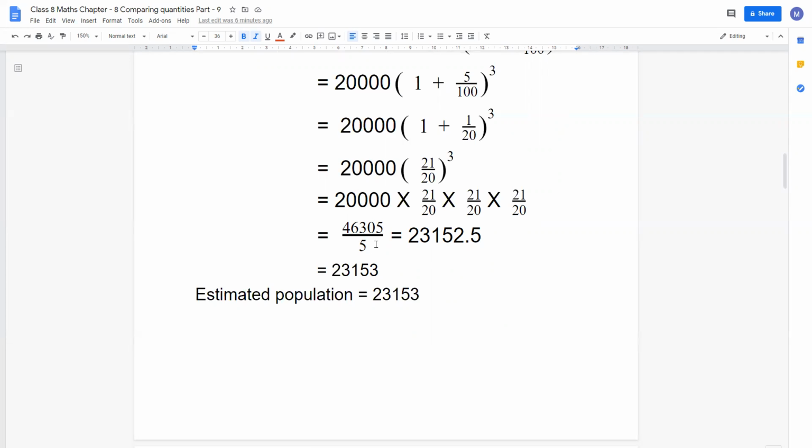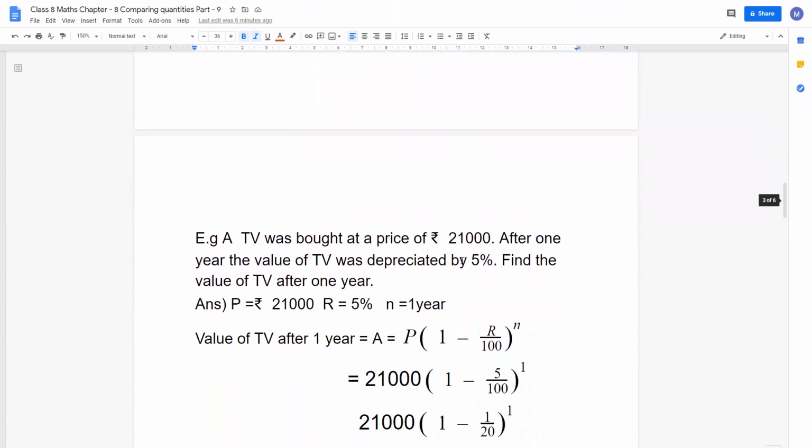So dividing 46,305 by 5 you will get 23,152.5. Now 0.5, we know how to find the approximate value of the decimal. After the decimal, if the digit is 5 or more than 5, we have to add 1 to the previous digit to find the approximate value. So this 2 will become 3. So we can write it as 23,153. It is population, meaning number of persons, so we can't write it in decimal. So here we have found the approximate value. So the estimated population in the year 2000 will be 23,153. Okay. Now we will go to the next question.